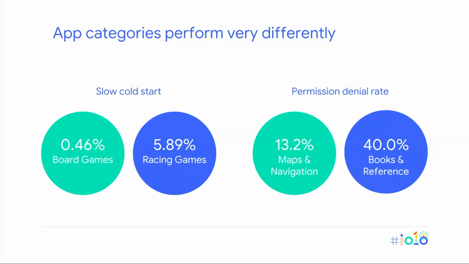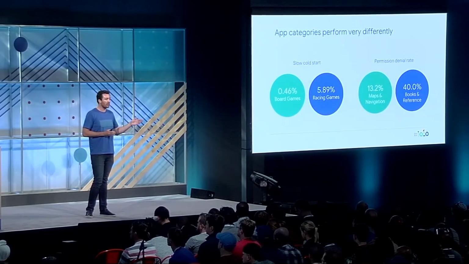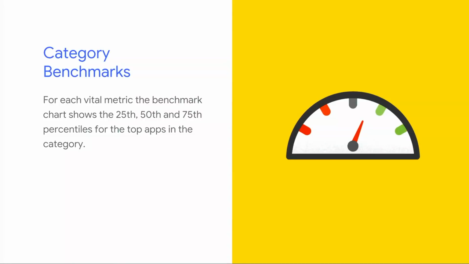When I've been building apps at Google and prior to Google, one of the things I struggled with the most was understanding how I compare with other apps that offer similar functionality. Who else has struggled with understanding if their app is performing well compared to other apps? OK, lots of people share the same struggle as I've had. We are now going to announce category-level benchmarks in the Play console. This enables you to see, OK, for start time, you can see here that board games are much faster at starting than racing games. And we also provide the 25th, 50th, and 75th percentile breakdown for each of the category-level benchmarks.